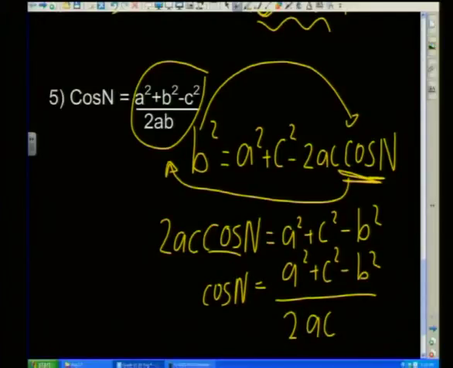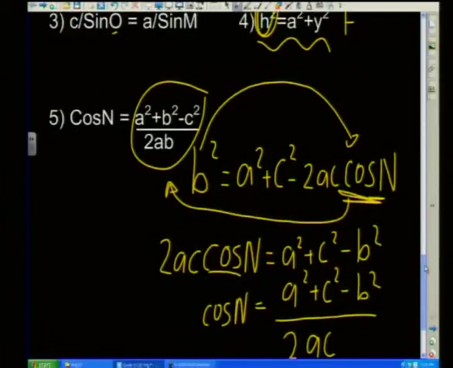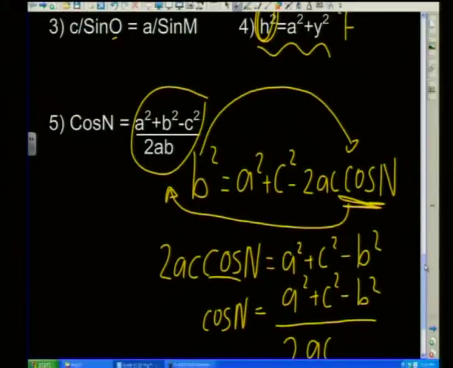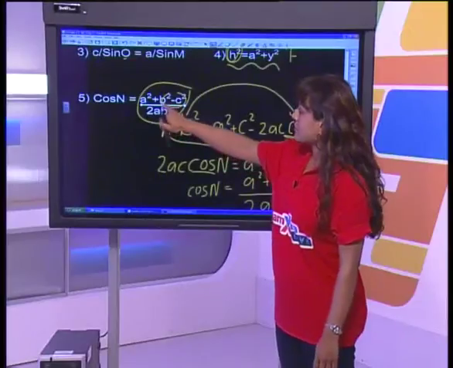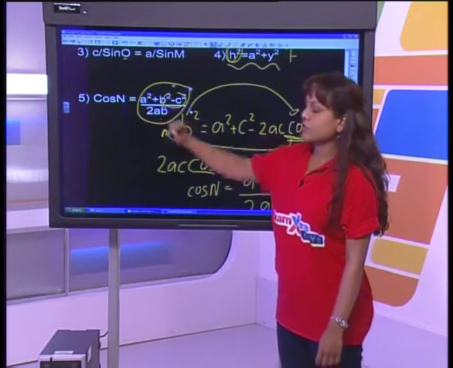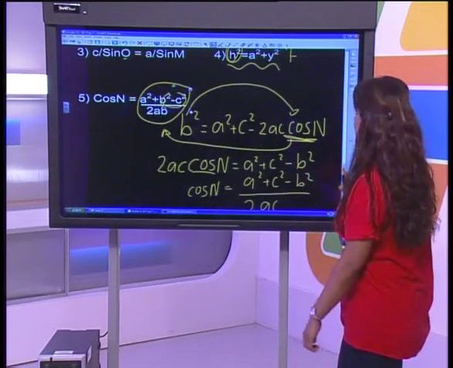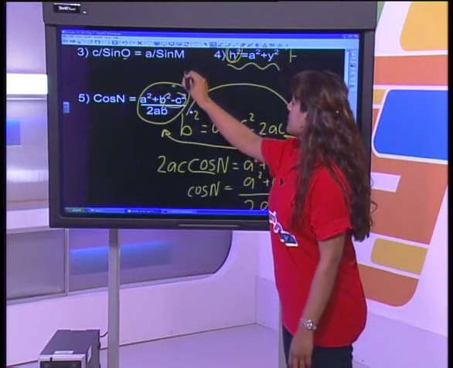All right, and now if you have a look at what they've given you, they've said A squared plus B squared minus C squared. They've swapped around these terms. Okay, it should be A squared plus C squared minus the B squared. So they've swapped the signs and those two terms around. Okay, so therefore this formula is false.